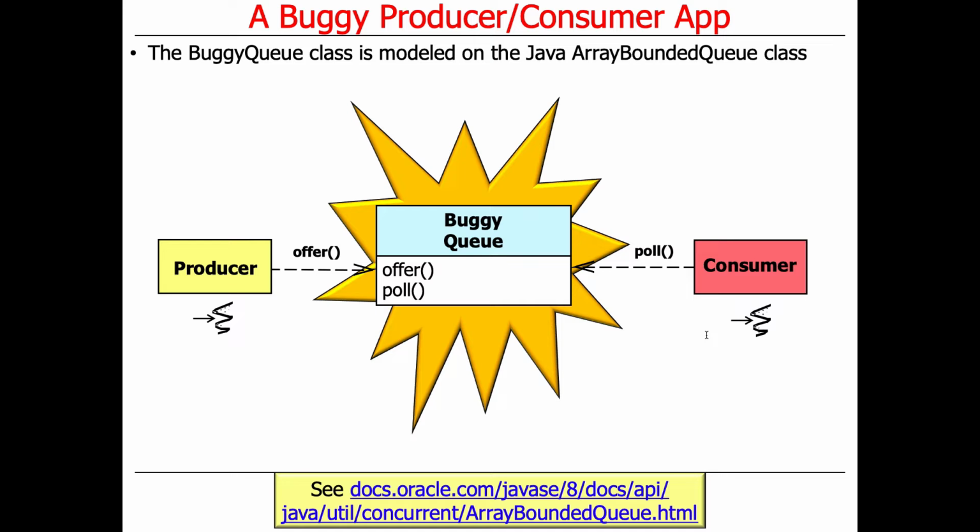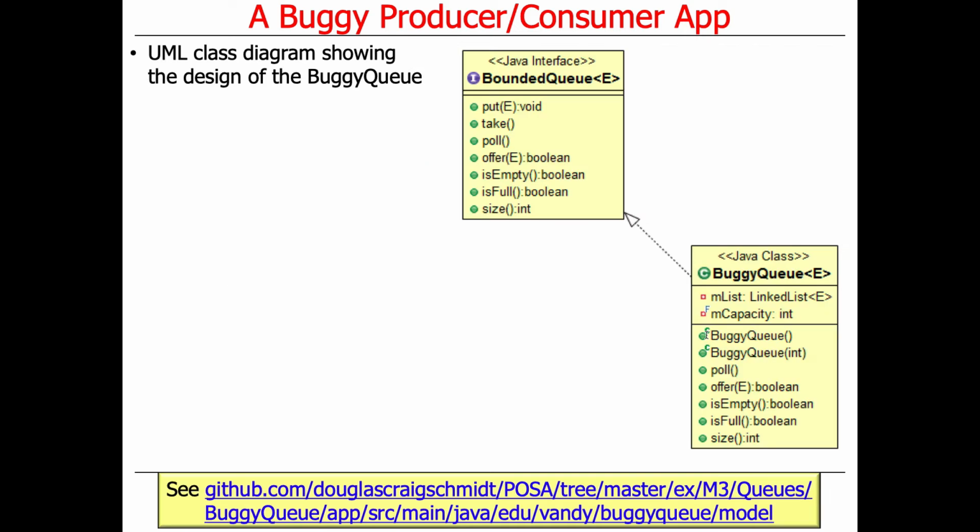The intent of the buggy queue is to do something along the lines of the array blocking queue. If you recall, we talked about array blocking queue when we discussed reentrant locks, and when we talked about condition objects. The intent is to have this bounded queue that you can put things in and take things out of.